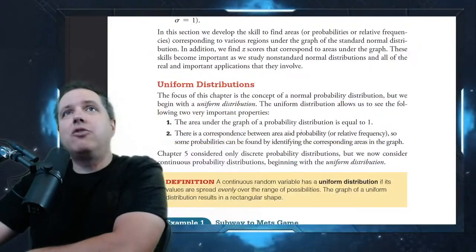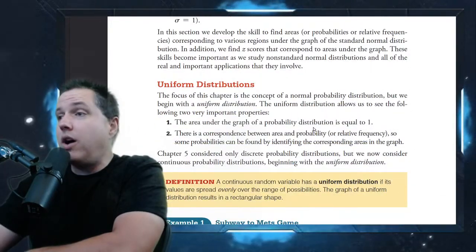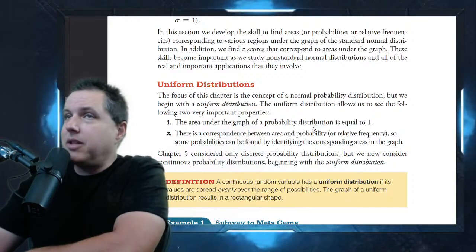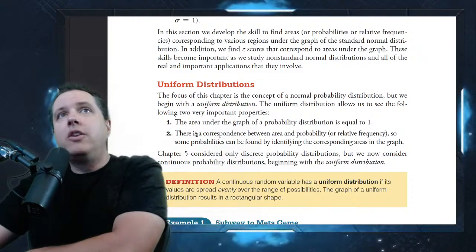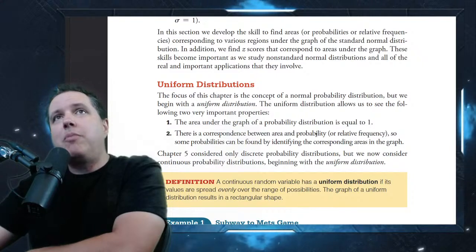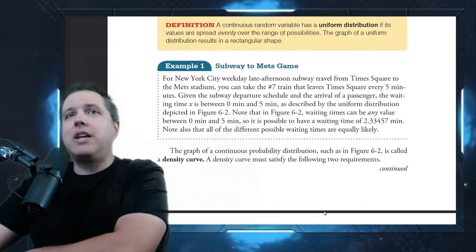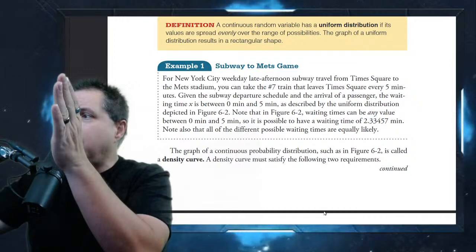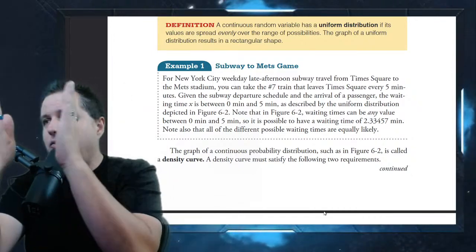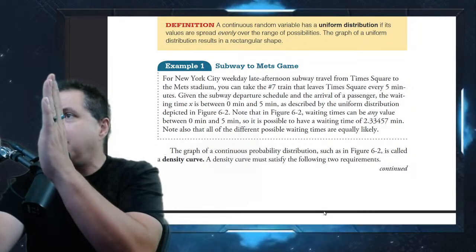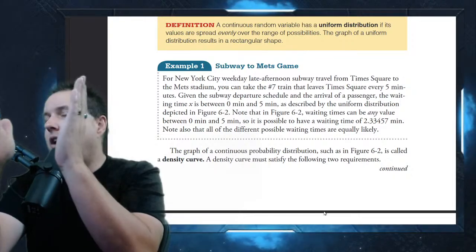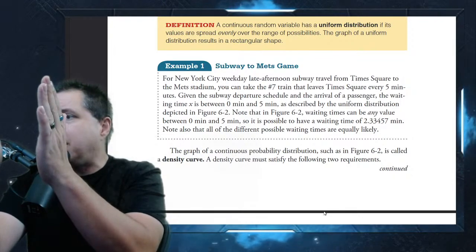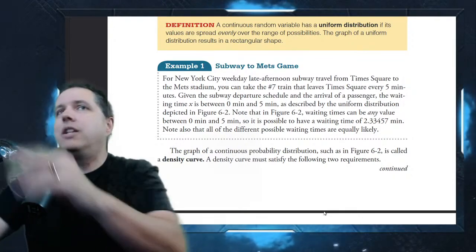The area under the curve of a probability distribution is 1 because that sums up all the probabilities. There is a correspondence between area and probability, so some probabilities can be found by identifying the corresponding areas in the graph. That's what I was telling you: you could graph the phone company's distribution for lengths of phone calls, and if you found the area under the curve from 4 to 7, that would give you the probability of a phone call lasting between 4 and 7 minutes. So you're just calculating those areas.